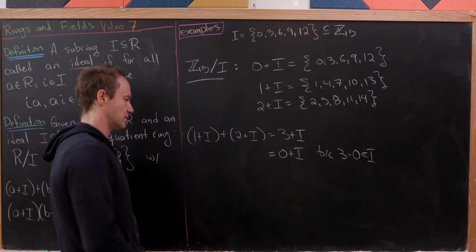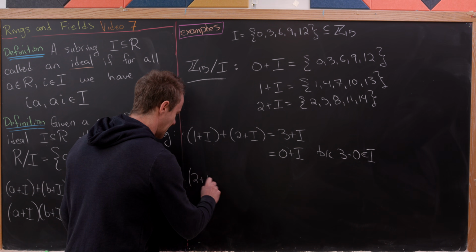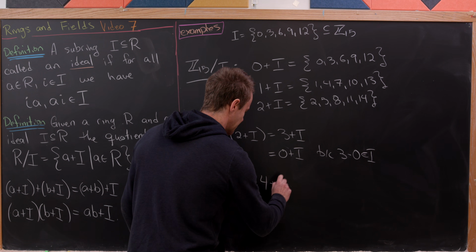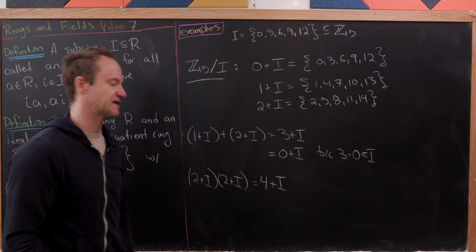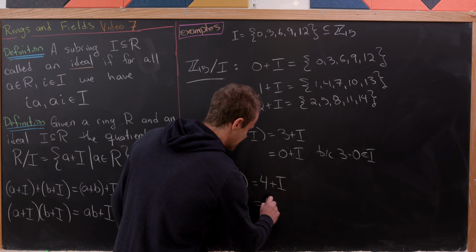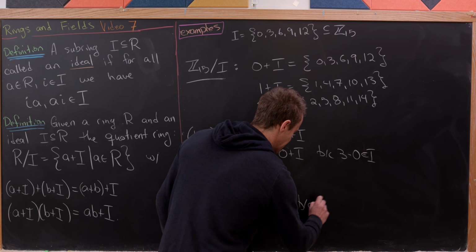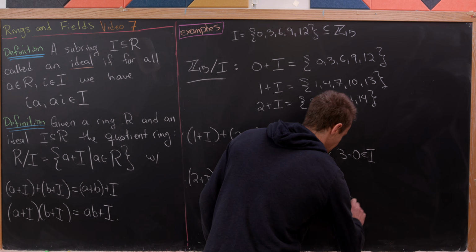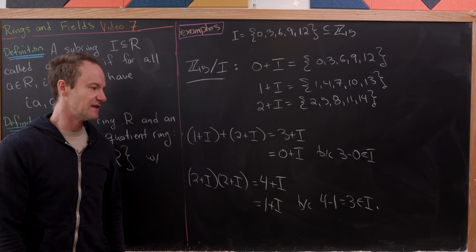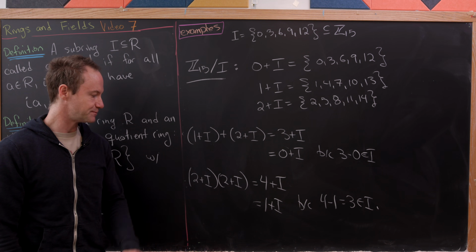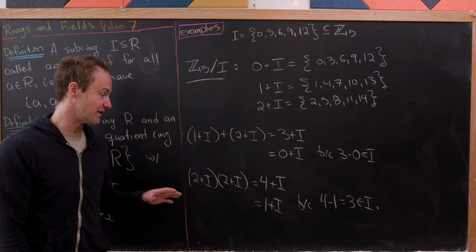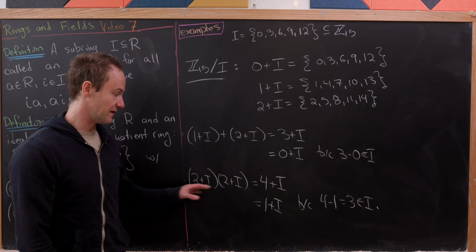Then I guess we could do one more. Let's maybe do 2 plus I times 2 plus I. Let's observe that that's going to give us 2 times 2 plus I, in other words, it's going to give us 4 plus I. But I'm going to claim that that's the same thing as 1 plus I, and that's because 4 minus 1 is equal to 3, which is an element of the ideal. Again, we're using that proposition that tells us when cosets are the same. So this means that 2 plus I is its own multiplicative inverse inside of this quotient ring.